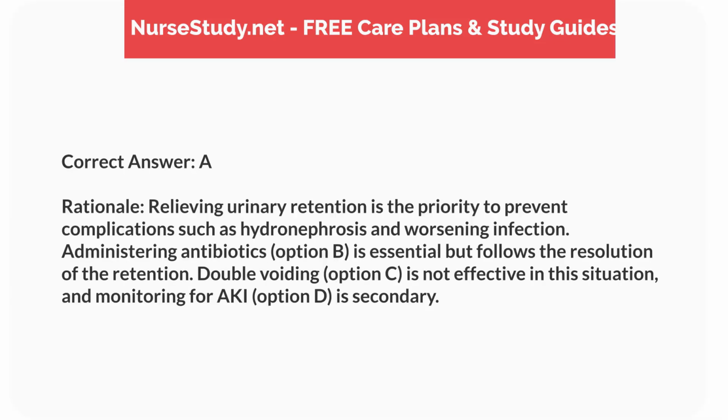Correct answer, A. Rationale: relieving urinary retention is the priority to prevent complications such as hydronephrosis and worsening infection. Administering antibiotics, option B, is essential but follows the resolution of the retention. Double voiding, option C, is not effective in this situation, and monitoring for AKI, option D, is secondary.